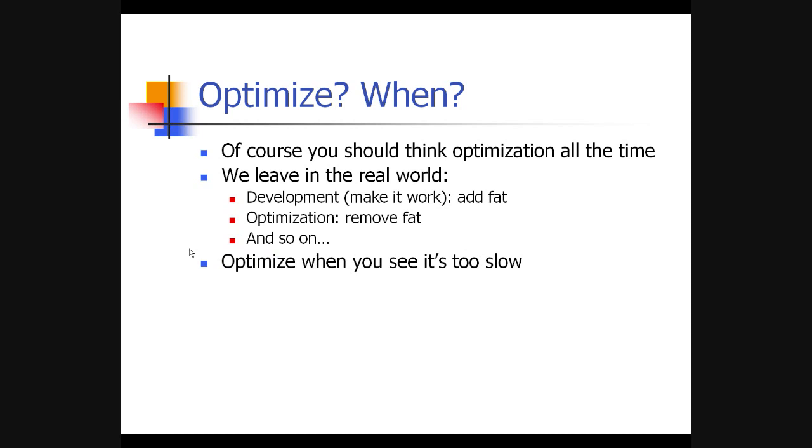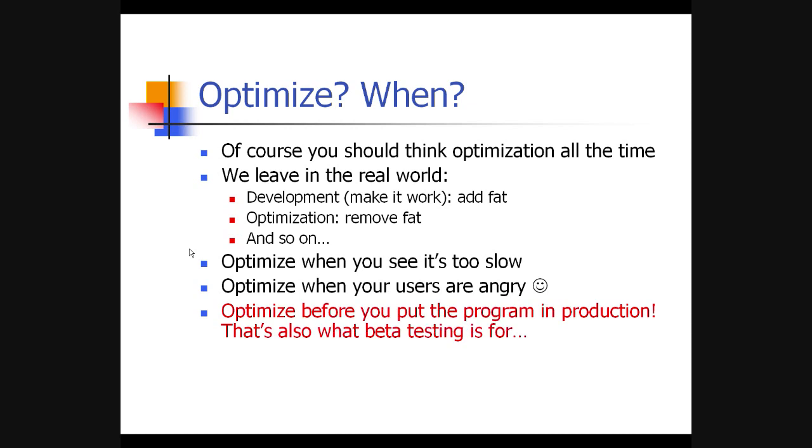So you need to optimize when you see it's too slow, obviously. You need to optimize when your users are angry because it's too slow. And ideally you should optimize when you put your program in production. That's also what beta testing is for. You have a few customers in the real world trying your application. You work on it on your side, and at this point everything should be working, and you should be able to optimize everything that needs to be.